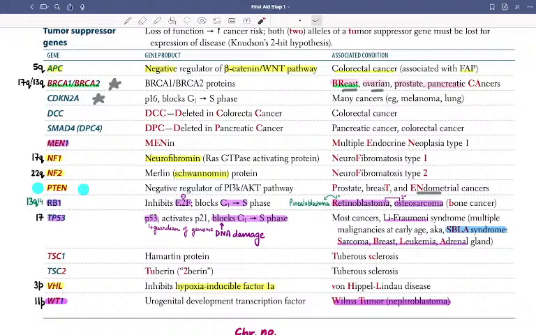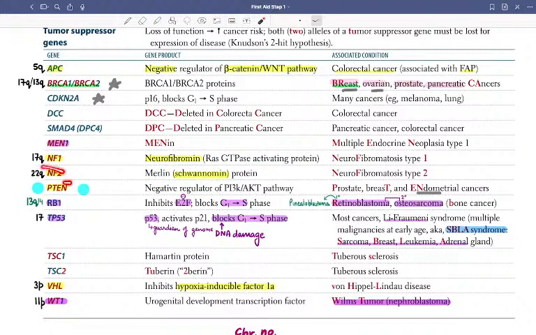Next is NF1. NF1 is going to be neurofibromin, a RAS GTPase activating protein. NF1, NF2. 17q is NF1, 22q is NF2. Merlin, the Schwannomin protein, is NF2. So neurofibromin, RAS GTPase activating, is NF1, and Merlin-Schwannomin protein is NF2.